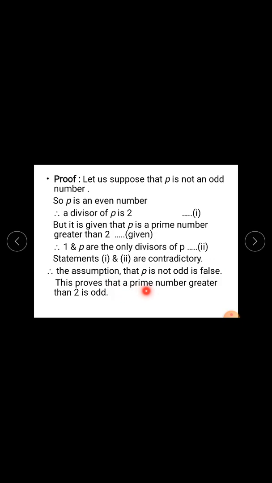This proves that a prime number greater than 2 is odd. This is an example of indirect proof.